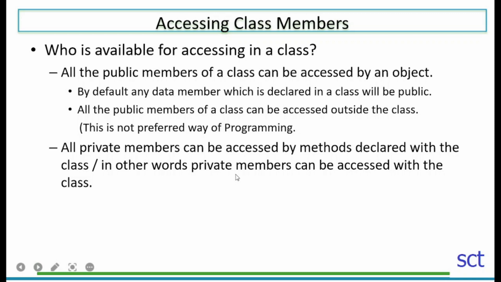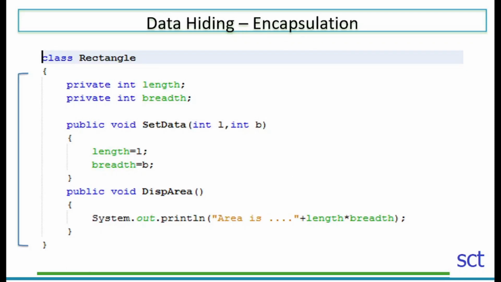In other words, the private members can be accessed within the class. So now here if you look at this one, I have a class called rectangle, and I have a private member integer length, and I have another private member called integer breadth. So I have public void set data. Here I am passing two values L and B, and when this is called here, I will be passing two values, and that value will be assigned to this length and this breadth.